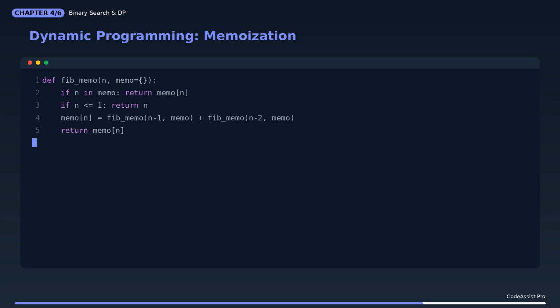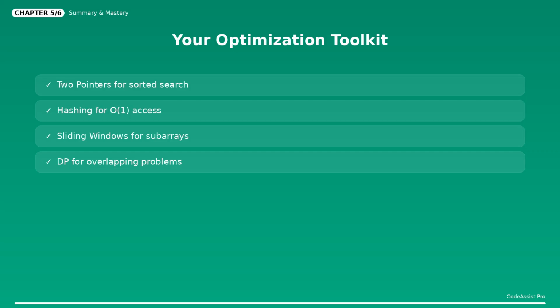We've covered the core pillars: two pointers, hashing, sliding windows, binary search, and DP. Remember the promise: by applying these, you move from a basic coder to a strong hire. These aren't just tricks, they are the fundamental language of efficient software engineering.